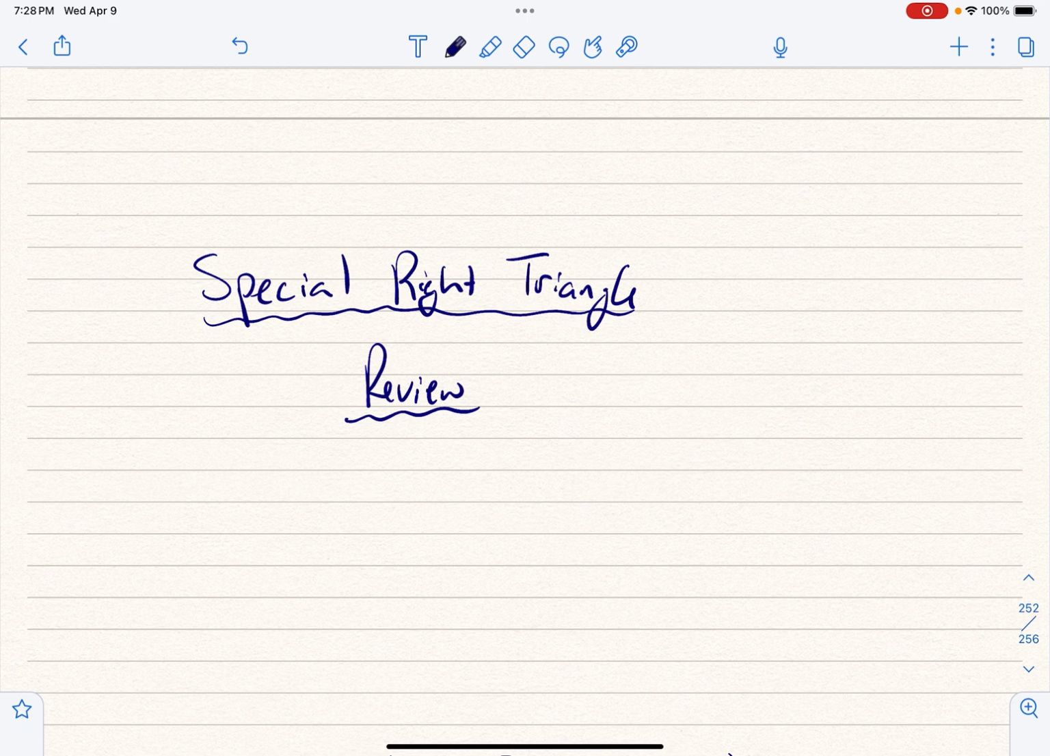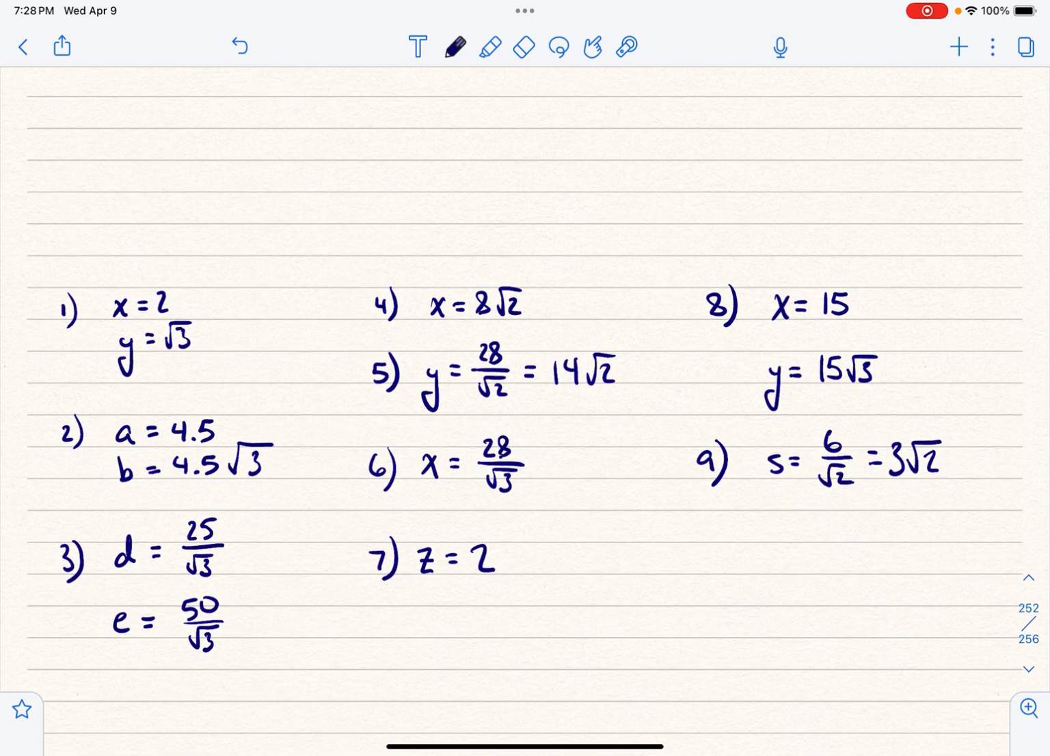What I've done is, instead of just working out all of them in front of you, because there's not a whole lot of work, here are the answers for 1 through 9. I'd like you to check your own paper really quick. On number 1, x is 2 and y is square root of 3. Number 2, a is 4.5 or 9 halves, and b is 4.5 times the square root of 3. Number 3, d is 25 over the square root of 3. E would then be 50 over the square root of 3.